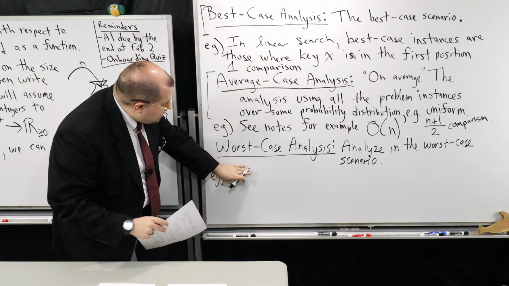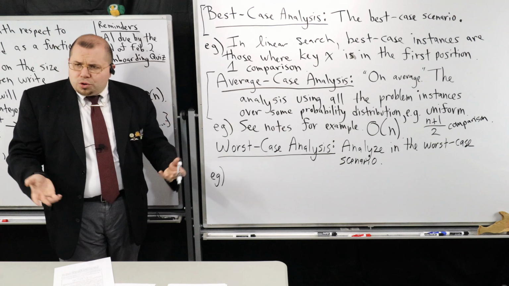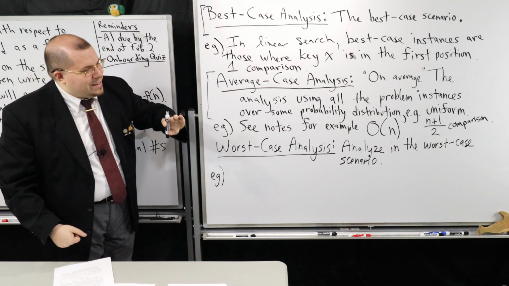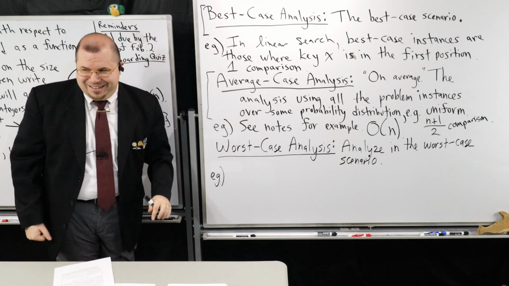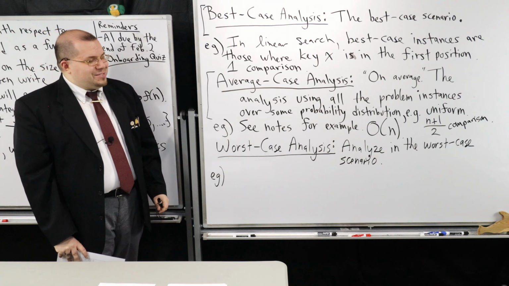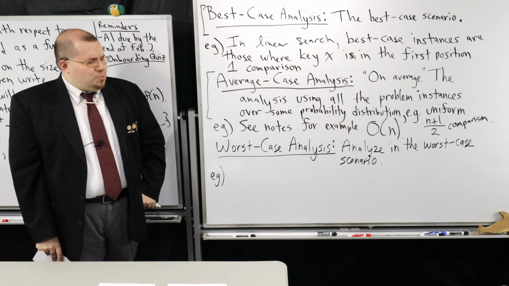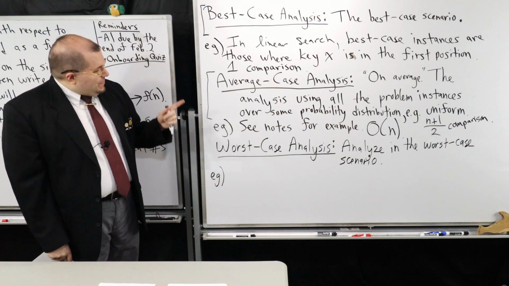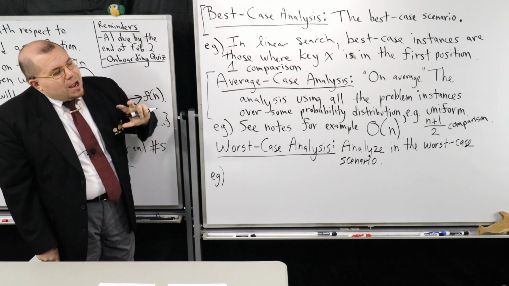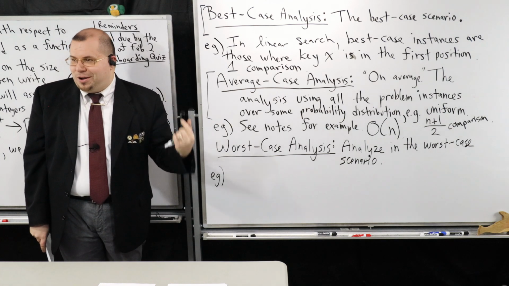So let's talk about this worst case analysis. I already alluded to this. We're analyzing the worst case scenario. So instead of the optimistic situation, we're looking at the absolute pessimistic situation. So for linear search, does anybody have any ideas of what an input would look like? What would be the input, or at least what would describe a scenario that would cause linear search to take as long as possible?